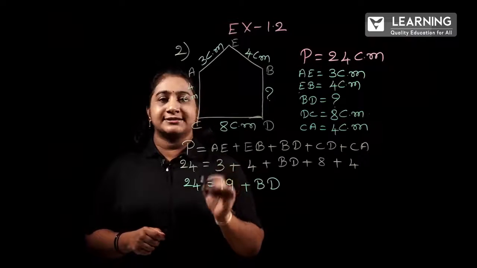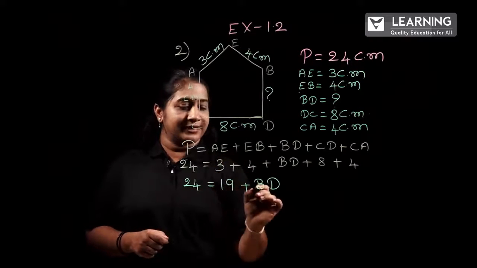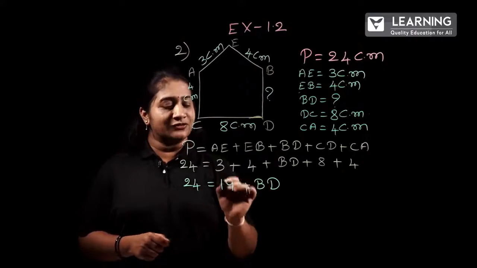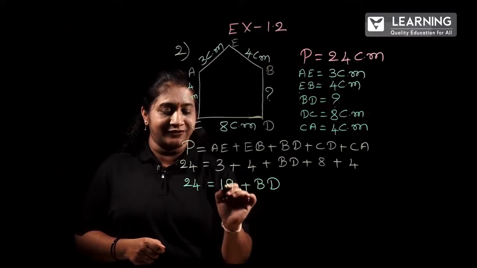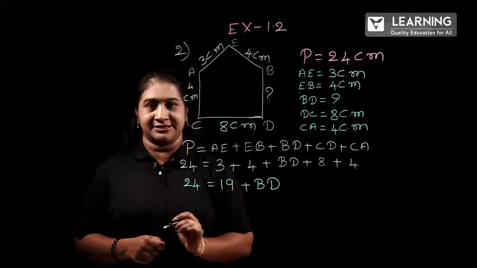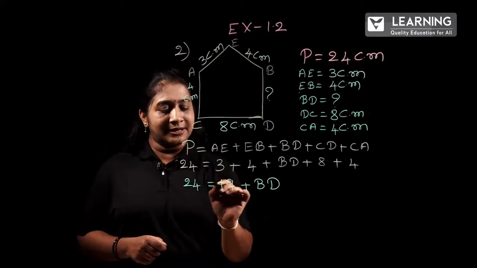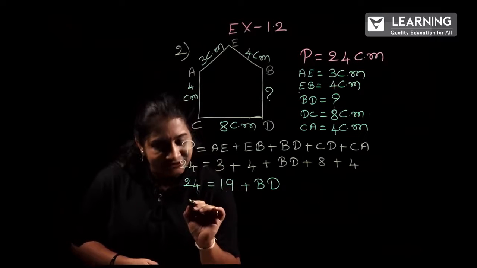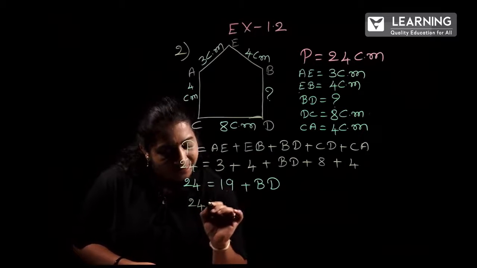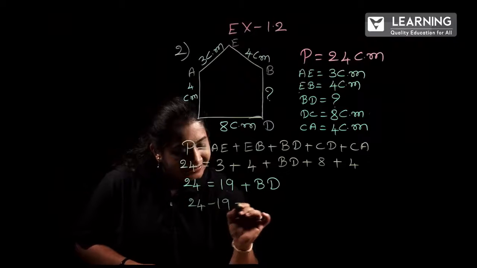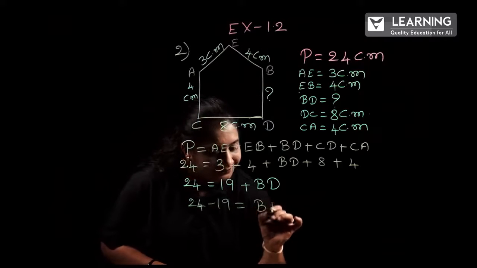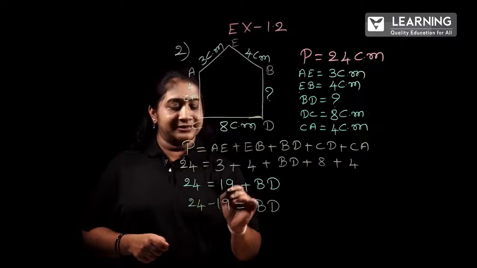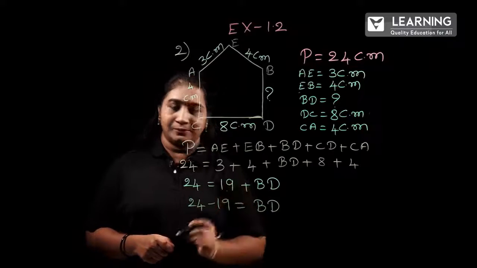Then what is the next step? The next step is we have to find out the value of BD. So we have to shift the 19 from RHS to LHS. Then the plus 19 will become minus 19. That is 24 minus 19 is equal to BD.